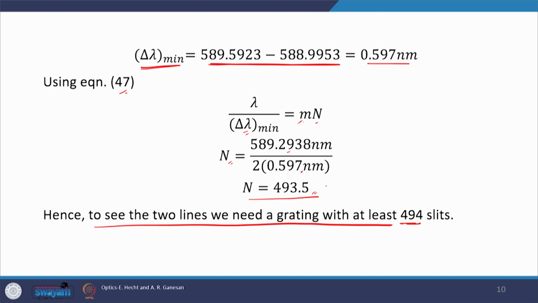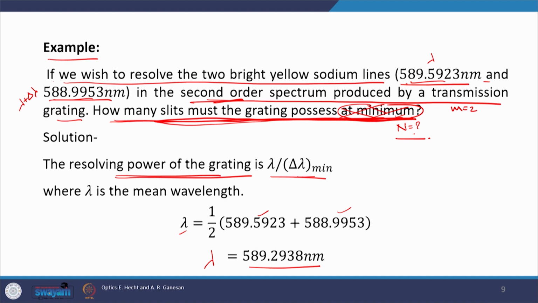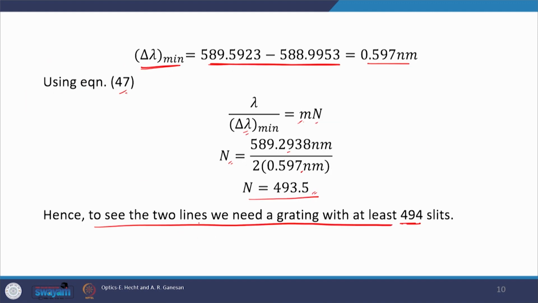I would like to repeat again, if we relax this condition of at minimum, then we will have several solutions here. But we want the minimum number of slits to produce this spectrum. As the question says that we want to resolve the two bright yellow sodium lines, whenever we say resolve, it means we are seeking delta lambda min. If we want to find delta lambda min, then it means we are looking at the resolving power of the grating. Resolving power is given by this, then we can easily calculate the mean wavelength, delta lambda min is known, m is known, and from here we can easily calculate capital N.